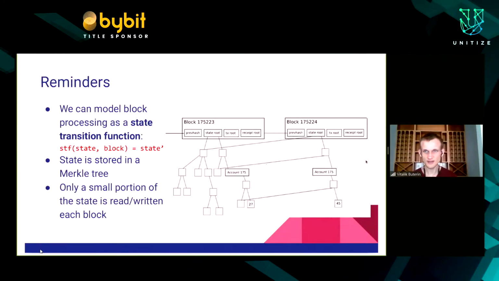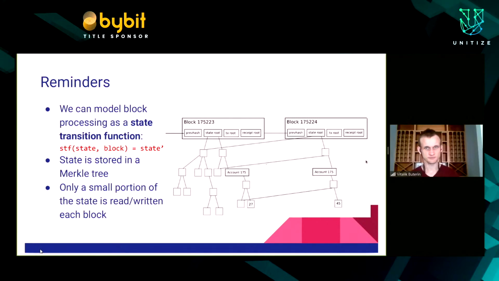So start off with a couple of reminders. We can think of processing a block in a blockchain as being a state transition function, right? So the idea here is that we think of this object that we call a state, where the state consists of everyone's balances. In the case of Ethereum, things like smart contracts, code, smart contract storage, account public keys, basically all of the information that's needed to process transactions.